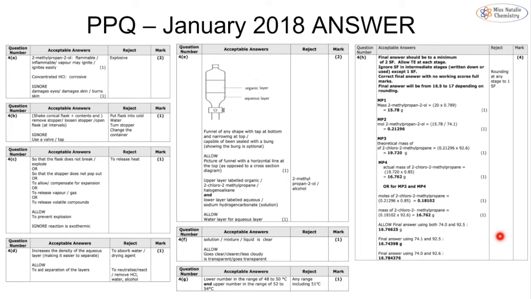Now you can see that I've included the answers to all of our past paper questions, so you can go through and you can check through them if you are trying these in your own time. That's everything for core practicals 5 and 6.